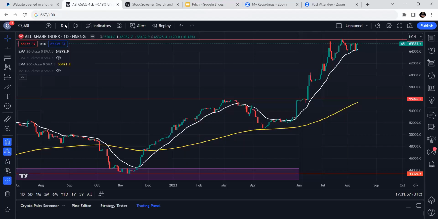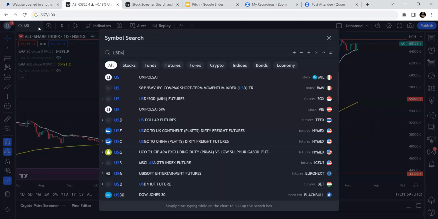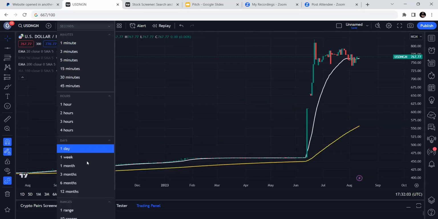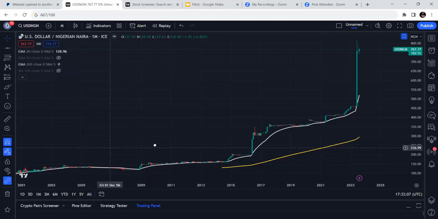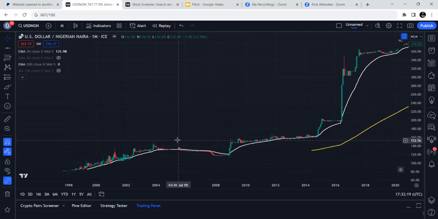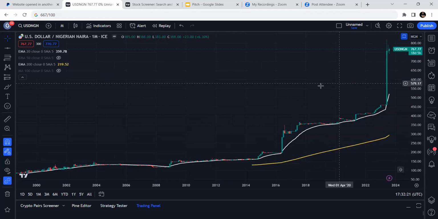Now let me show you the charts of dollar to naira from 1998. Just look at the long-term trend of dollar to naira. It's obvious. You can see here, right from when trading started tracking exchange rates, as at 1997, dollar was 82 naira. Now look at the trend, how it keeps rallying higher.